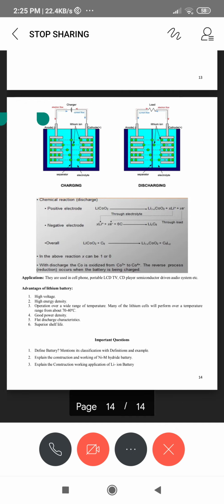Shelf life is more important. Once you manufacture it, you can keep it at room temperature without recharging. You can keep it anywhere for 10 years, 15 years, and it can easily be used. So that is what we call lithium ion batteries. This type of diagram you can write neatly, so you can get full marks.